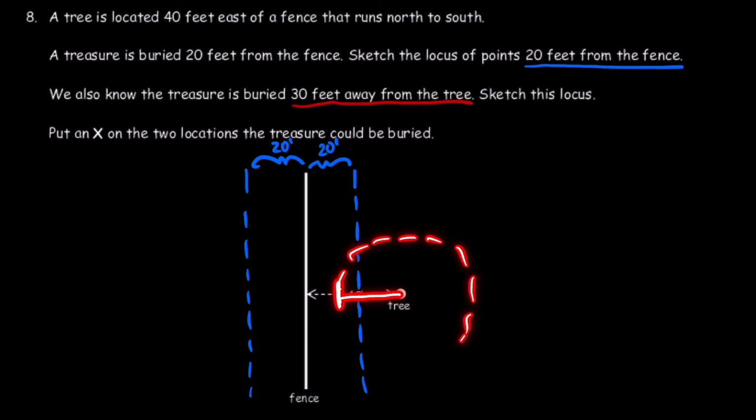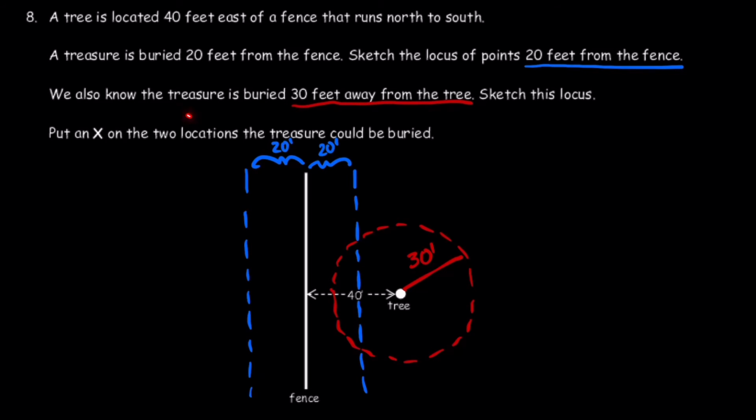So when you sketch your circle, you need to make sure it crosses this blue line in 2 spots. So let's do that. We're just estimating. We don't have a grid, so you're just going to freehand sketch this as accurate as you can. Draw on that radius. That is 30 feet. Now, put an X on the 2 locations the treasure could be buried. Well, the 2 locations will be where the red circle intersects that blue line. And I'll put an X here and an X here.